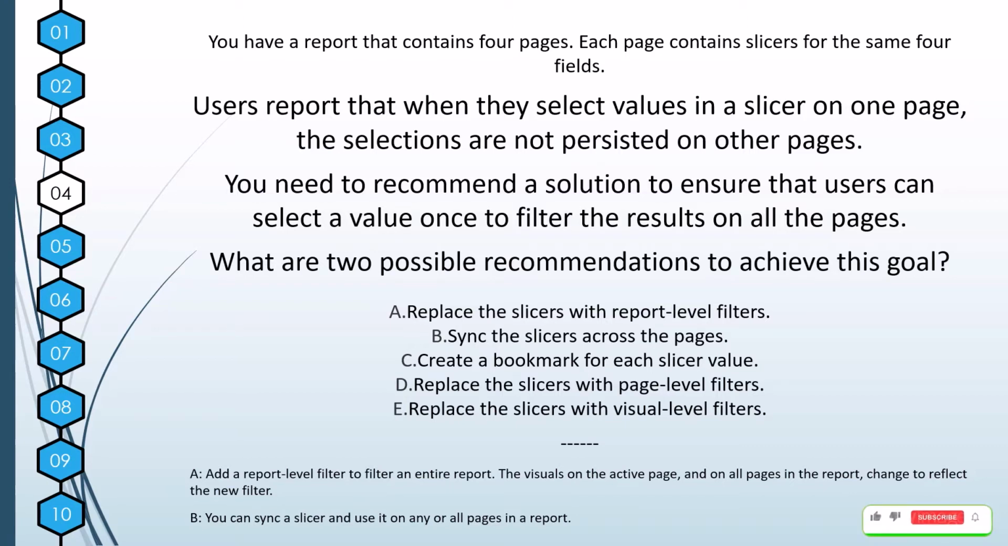A. Replace the slicers with report level filters. B. Sync the slicers across the pages. C. Create a bookmark for each slicer value. D. Replace the slicers with page-level filters. E. Replace the slicers with visual-level filters. To achieve this goal, below are the recommendations. A. Add a report-level filter to filter an entire report. The visuals on the active page, and on all pages in the report, change to reflect the new filter. B. You can sync a slicer and use it on any or all pages in a report.